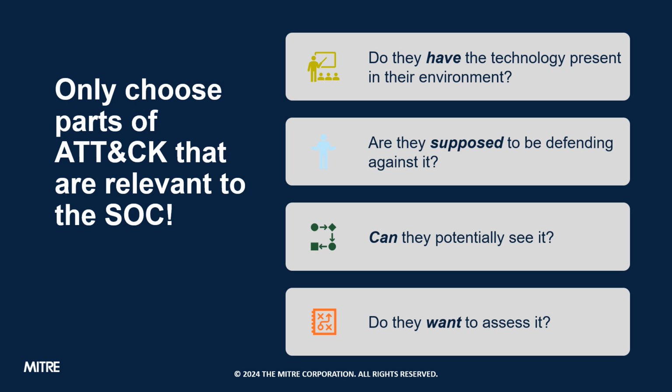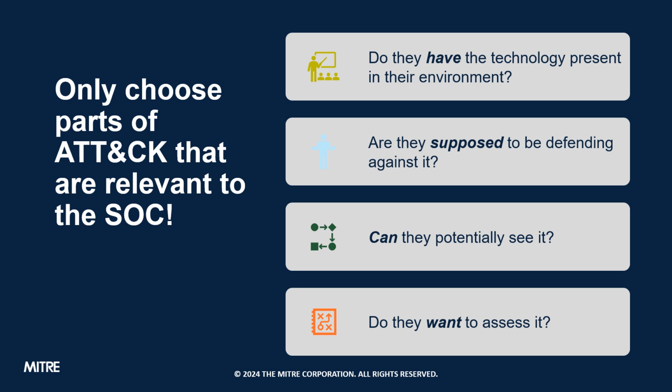So when you're running an attack-based SOC assessment, it's imperative that you only choose the parts of attack that are relevant to the SOC. And there are four key questions you want to ask when doing so. Number one, do they have the technology present in their environment? This is basically saying, do they have mobile? Do they have ICS? Do they have a cloud environment, Linux, Mac OS? By identifying if they have it, you can help see if that technology should be in scope. Another question is, if they do have it, are they supposed to be defending it? Are they actually tasked with defending this specific technology?